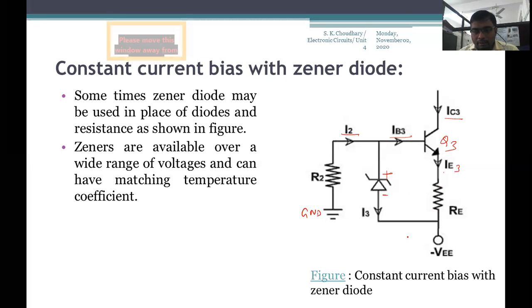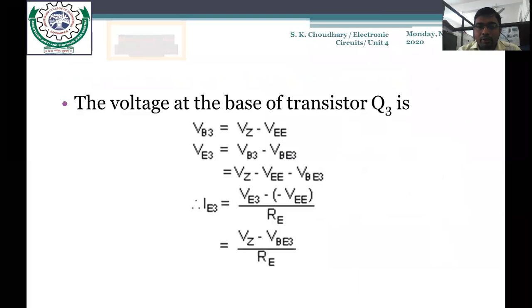The resistor is RE, which is connected to the anode of the Zener, and RE is also connected to the negative power supply, minus VEE. This I2 is divided into two parts, IB3 and I3, which flows across the Zener. Now we will see the equations of the current flowing through the transistor Q3 and the Zener diode, as well as calculate the voltages.